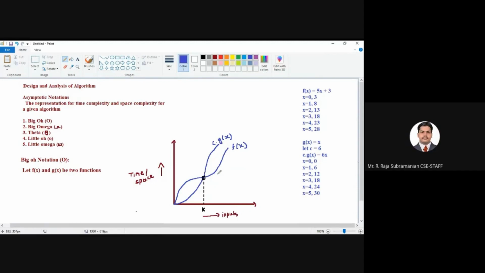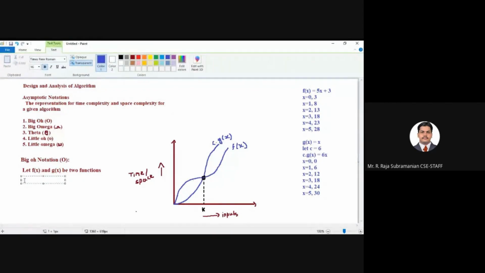Now tell me the definition based on this diagram alone. Let f of x and g of x be two functions. Now what is the big O notation? Big O notation says one function is equal to big O of another function. That is called big O notation. We say f of x is equal to big O of g of x.